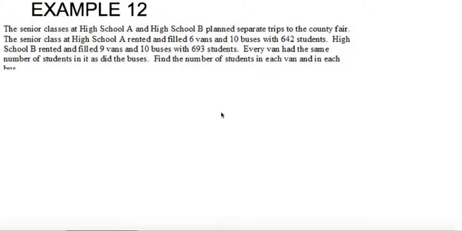So example 12, the senior class at high school A and high school B planned separate trips to the county fair. The senior class at high school A rented and filled 6 vans and 10 buses with 642 students. High school B rented and filled 9 vans and 10 buses with 693 students. Every van had the same number of students in it as did the buses. Find the number of students in each van and in each bus.